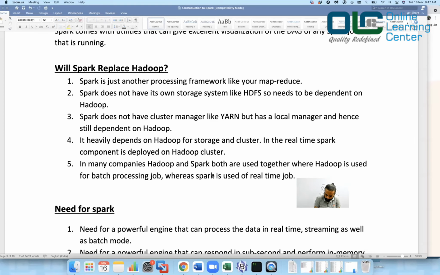Okay, and let me tell you, most of the time, Spark is just a processing framework. It can just process the data, but it does not have storage. It cannot store the data. Spark is not meant to store the data. It's meant only to process the data. So to store the data, either you have to use HDFS, or S3, or some other storage framework.